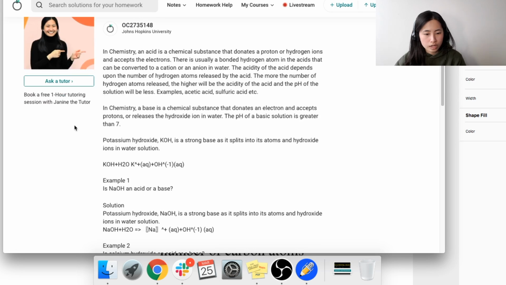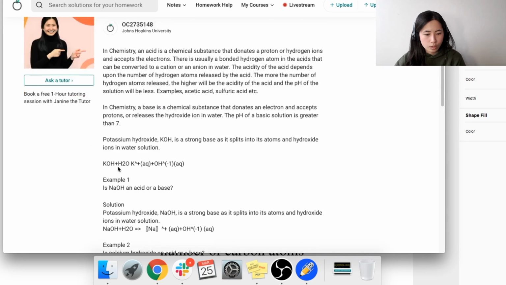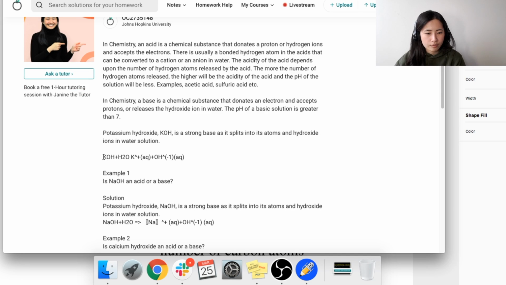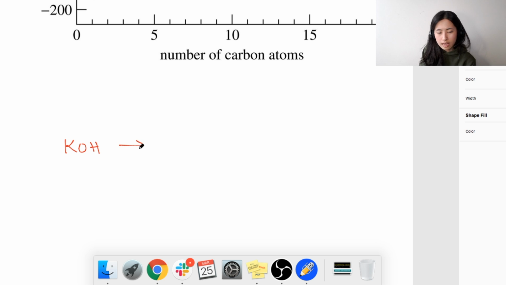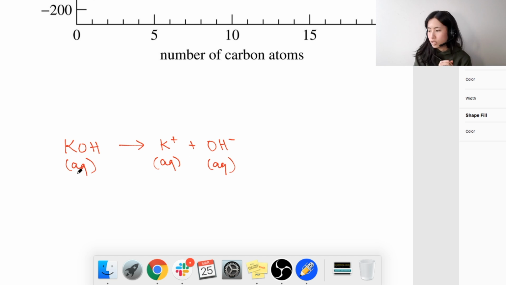So they're talking about KOH here, and it's going to dissociate. As you can see, they have KOH and water. In the presence of water, it's going to dissociate completely. So we know that you have KOH, and in the presence of water, this base is going to dissociate completely into K plus, and that's why you have only the forward reaction arrow, plus OH minus. These are ions, so it's an aqueous environment, and both are aqueous.